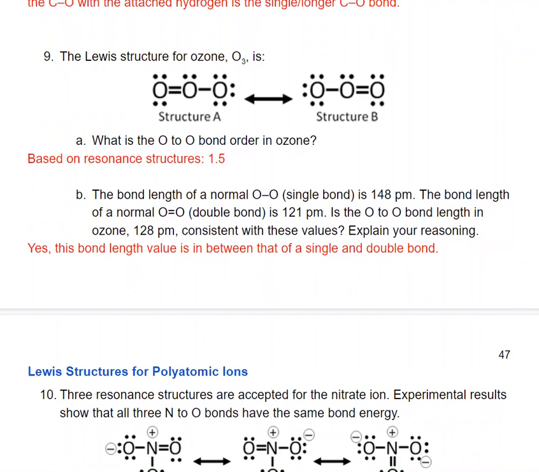Here is the Lewis structure for ozone, and it actually is best described by a resonance structure. Based on the resonance structures, the bond order we predict would be about 1.5. What we see here is that the oxygen to oxygen bond length in ozone is right in between the bond length values for an oxygen to oxygen single bond or an oxygen to oxygen double bond. So this bond length value is in between that of a single and double bond, which again matches our resonance hybrid model.